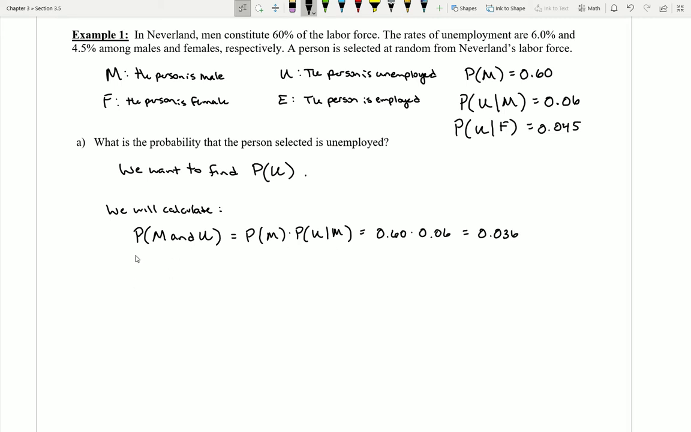Okay, great. Now I'm going to calculate one other thing here: the probability that the person that I select is female and unemployed. By similar logic, this should be the probability of F times the probability of U given F. Even though I don't have the probability of female written down, I can easily see that if 60% of the labor force are male, then 40% of the labor force is women. So I'm going to have 40% times my 0.045 unemployment for females. When I multiply that out, I get a value of 0.018.